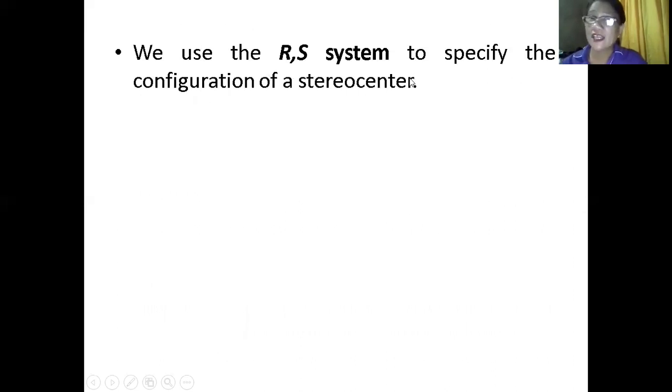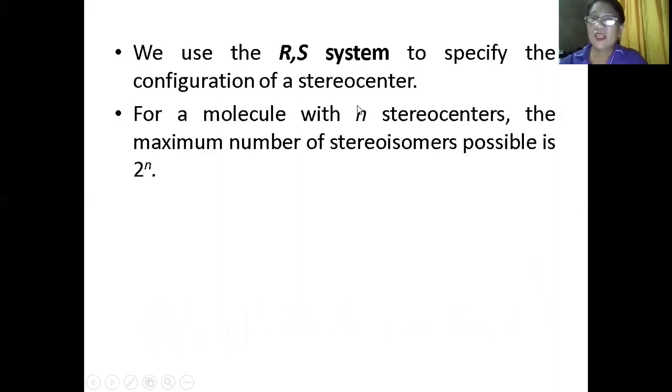What is the R and S system? It will depend on its configuration. R is clockwise, and the S configuration is counterclockwise. How will you know how many stereoisomers you will have? Using the stereocenters. It has a formula of 2 to the n.